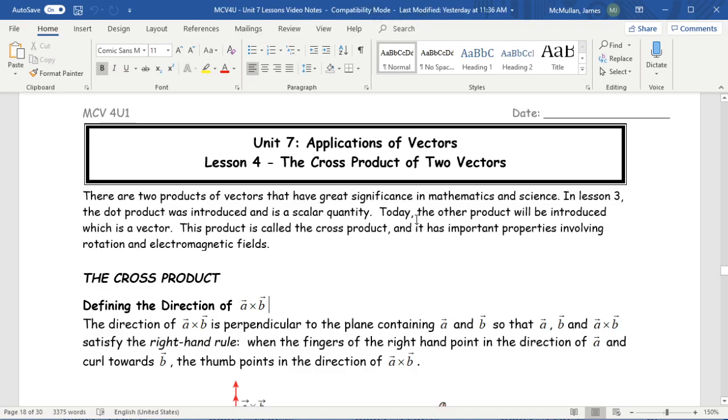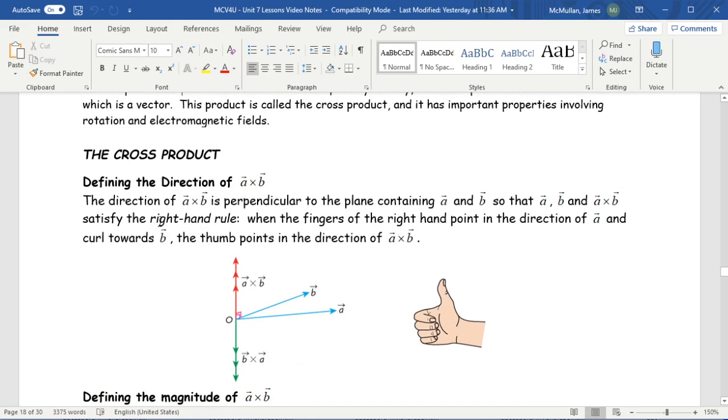The cross product in physics mainly has to do with torque, which we'll talk about, and it has to do with rotation and some stuff with electromagnetic fields. For us, we're mainly interested in what is it, where does it come from, how do you use it, and why do you use it. So let's start with what the cross product does.